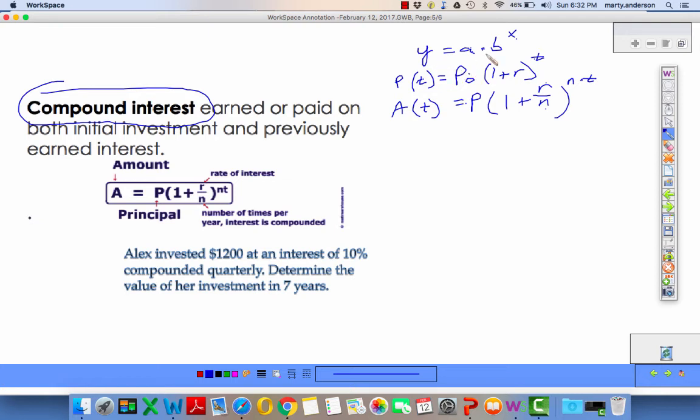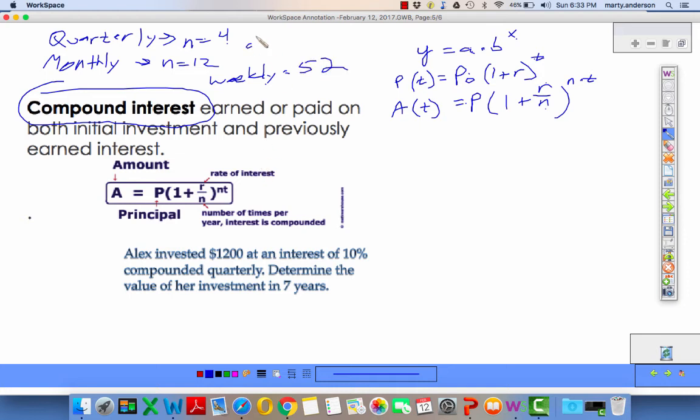But if we're going to compound it quarterly, quarterly means we're going to compound 4 times, once in March, once in June, once in September, and once in December. If we're going to compound monthly, we would be at 12. So you're often going to hear quarterly, and if you get quarterly, that's going to mean n is equal to 4. 4 goes there, 4 goes there. Monthly, n will be 12. Weekly, 52 is what they use. Daily, 365.